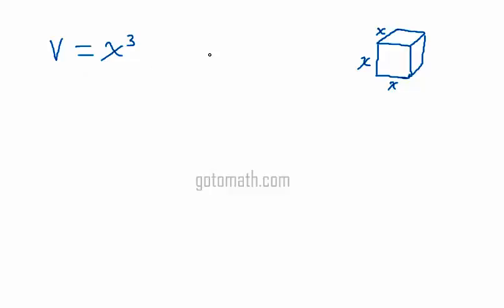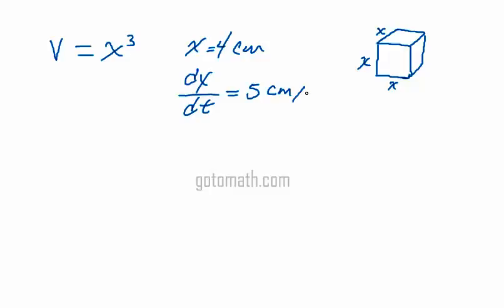X cubed. And so some things that they gave us, they said when x is equal to 4 centimeters and dx over dt is equal to 5 centimeters per second. So all the sides are all increasing at 5 centimeters per second. And we want to know what dV over dt is. That's the question. So what we'll want to do is just simply take the derivative.